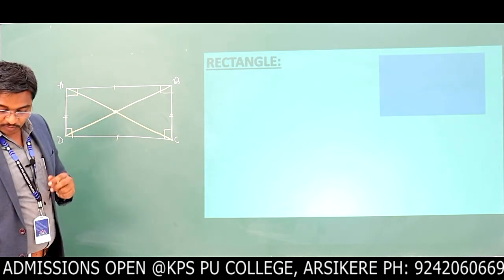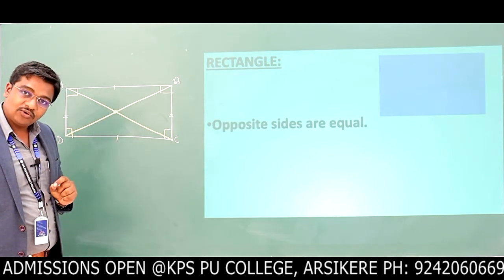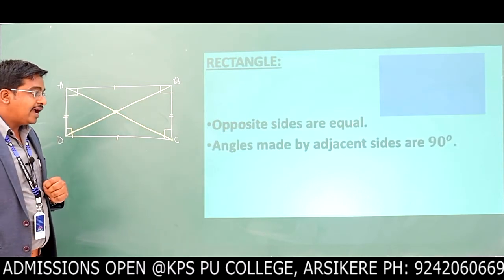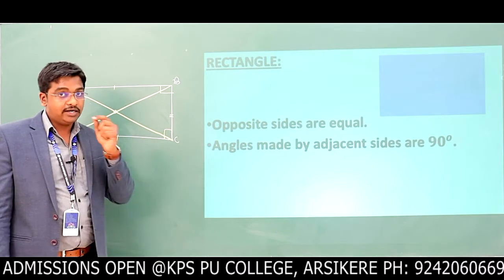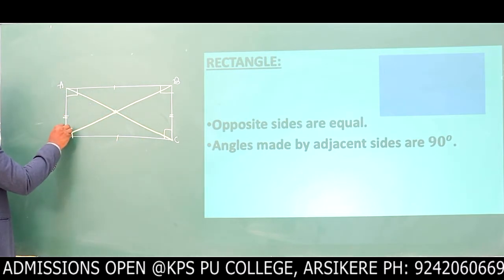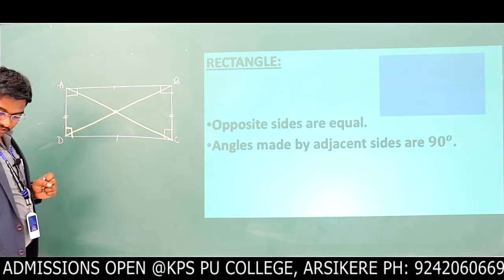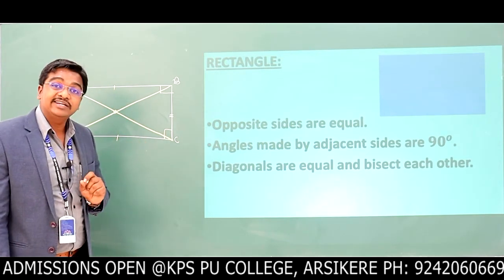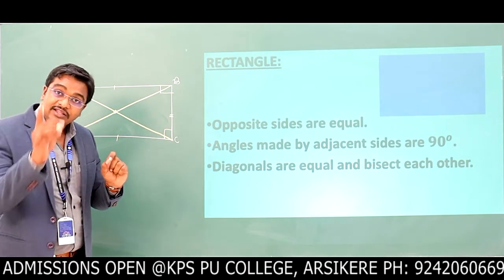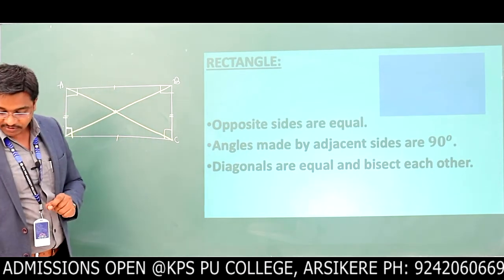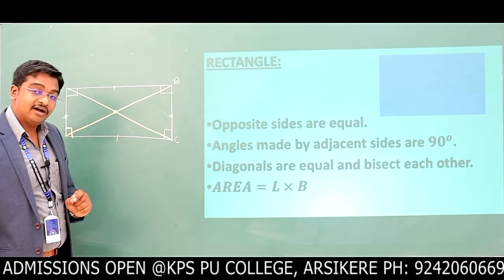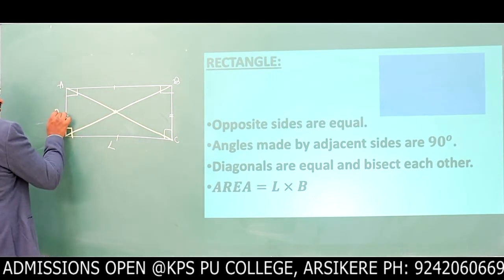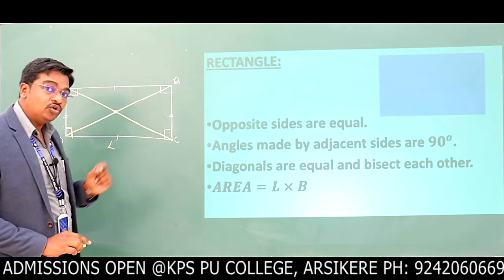Let's see the properties. Opposite sides are equal. Obviously in a rectangle opposite sides are equal. Angles made by adjacent sides are 90 degrees. So these two are adjacent sides and this angle is 90 degrees. And the third property, diagonals are equal and bisect each other. And the next one, area, length into breadth. If I take this as length, this becomes breadth. Area of rectangle becomes length into breadth.